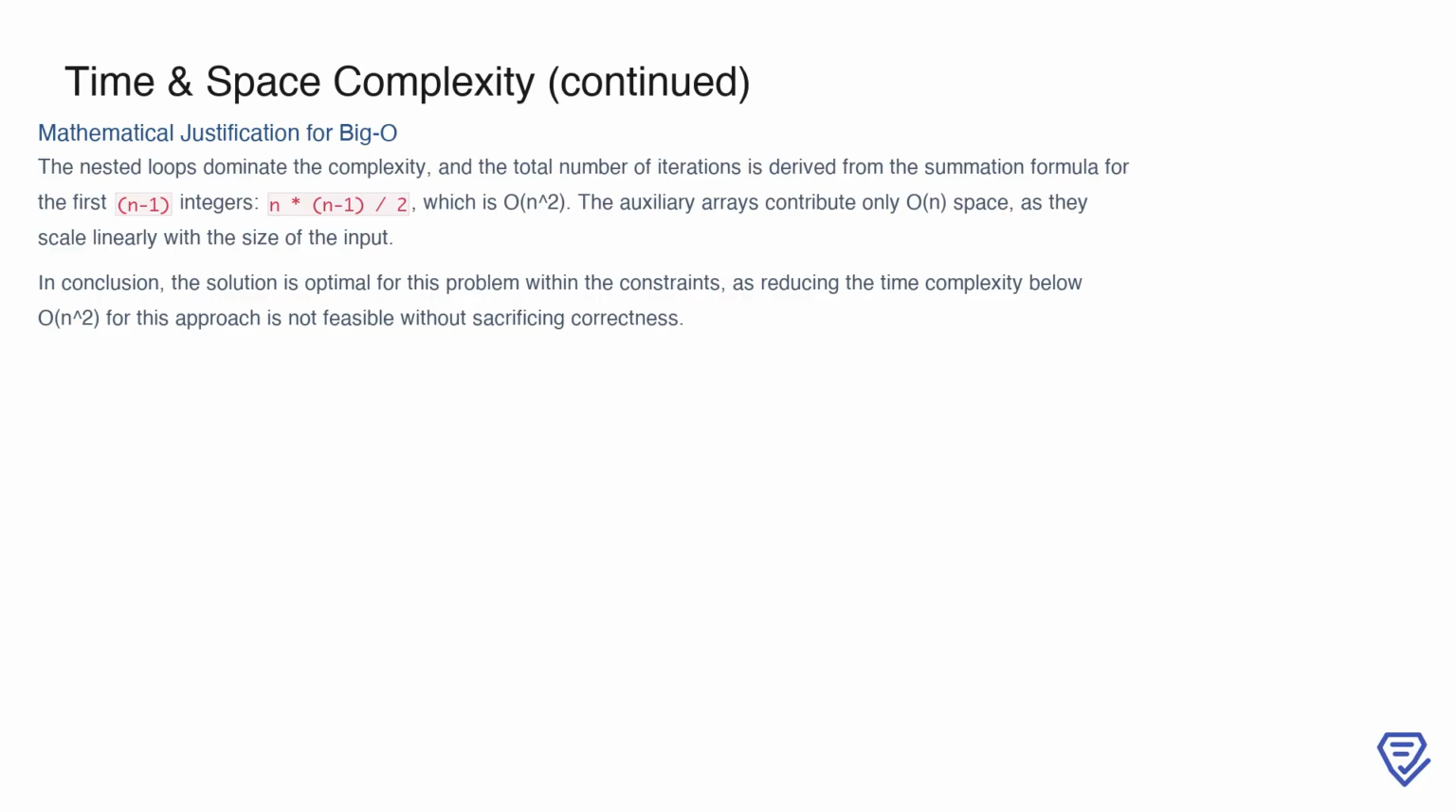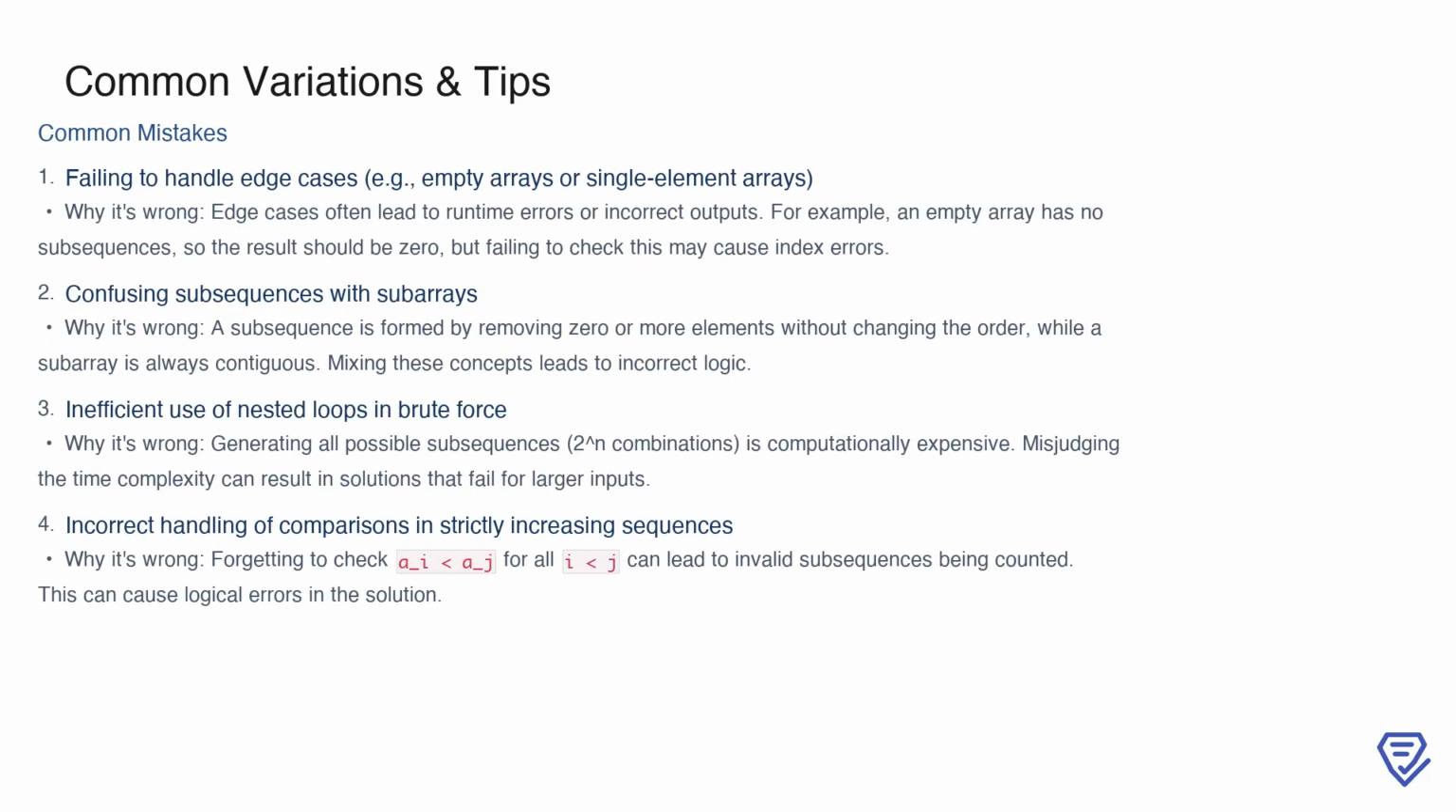Thus, this dynamic programming approach strikes a balance between efficiency and accuracy. When solving the number of longest increasing subsequence problem, there are several common mistakes to watch out for. First, failing to handle edge cases like empty arrays or single-element arrays can lead to runtime errors or incorrect results. For instance, an empty array has no subsequences, so the expected output should be 0.